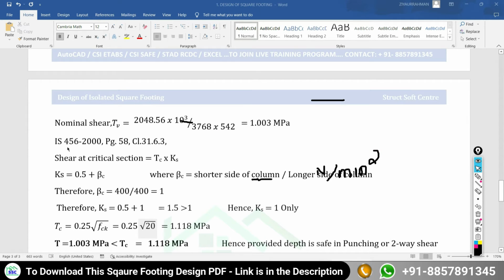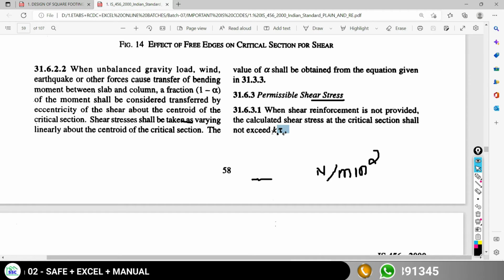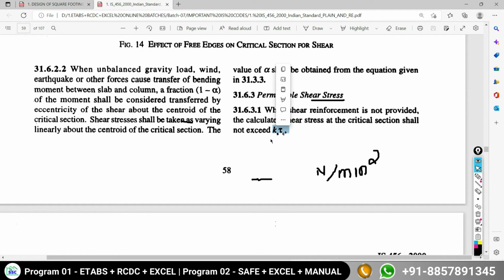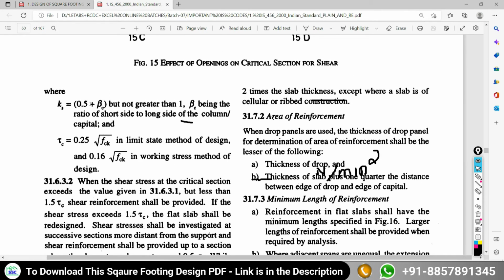So we need to look at IS 456-2000, page number 58, clause number 31.6.3. Come to your IS code, page number 58, 31.6.3.1: when shear reinforcement is not provided, the calculated shear stress at critical section shall not exceed Ks times tau c. This is the formula to find the critical shear capacity at the two-way shear section. Here K is equal to 0.5 plus beta c, where beta c is the ratio of the shorter side of the column to the longer side of the column.